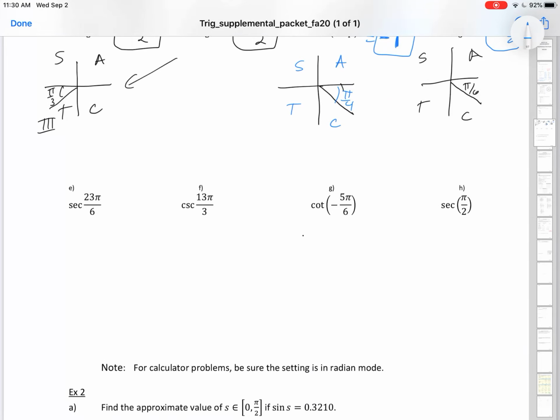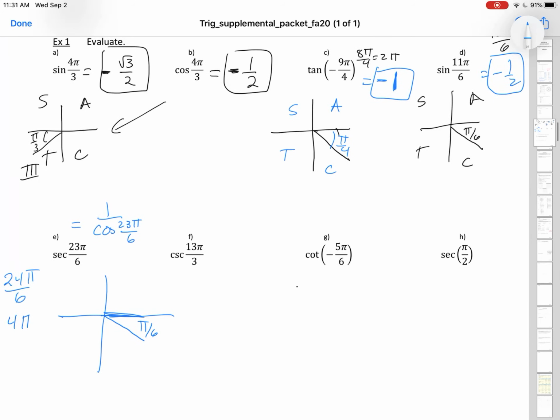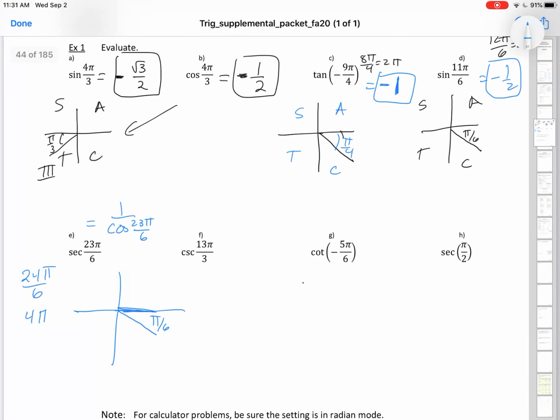Secant of 23 pi over 6. Now secant corresponds to cosine. So this is 1 over the cosine of 23 pi over 6. That's how I personally would think about it. I would think of the closest multiple of 6 to 23, and that's 24 pi over 6. Well, where's 24 pi over 6? Well, that's 4 pi. Where is 4 pi? 4 pi is right here, but I'm not quite there yet. I'm backed off pi over 6. So notice 11 pi over 6 and 23 pi over 6 end up in the exact same place.